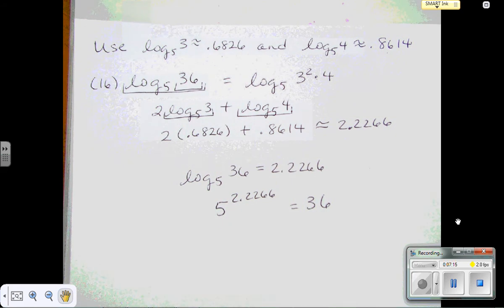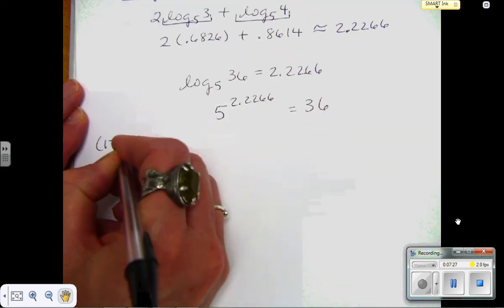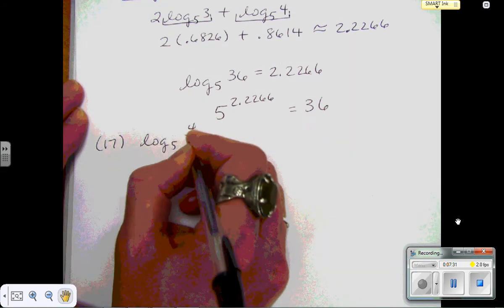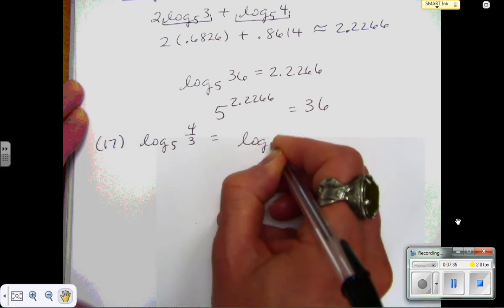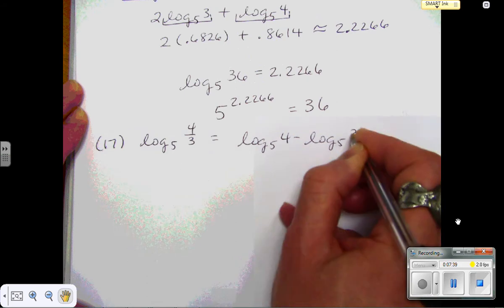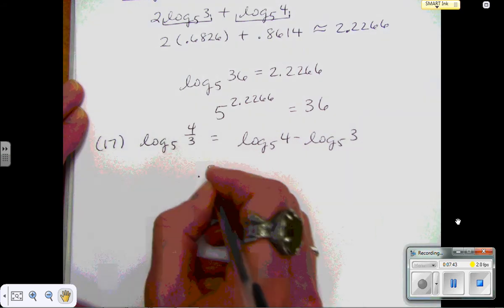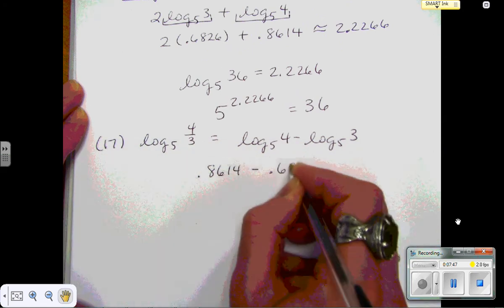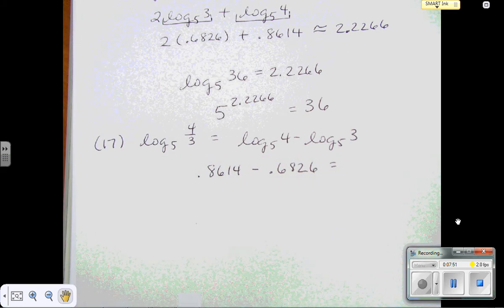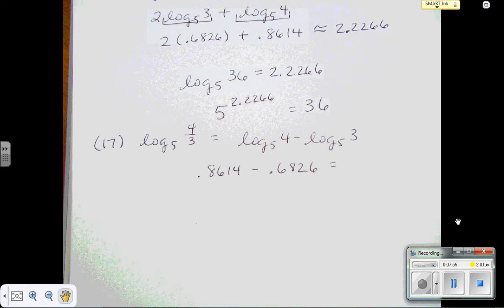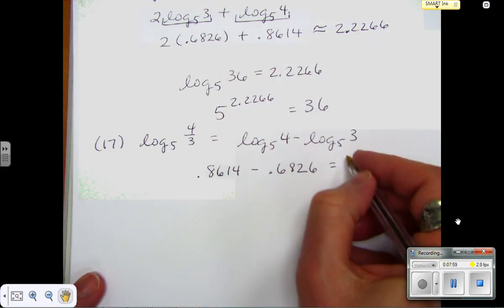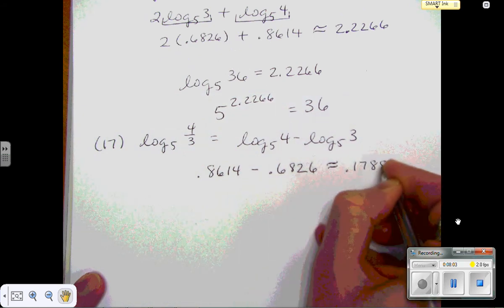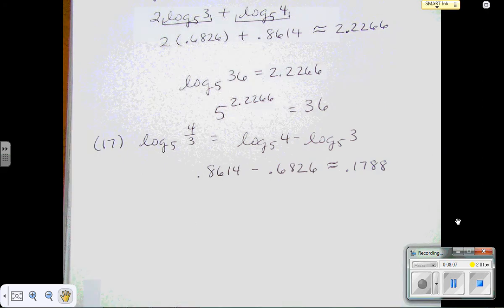Okay, so let's try another one. Why don't you guys do number 17 and I'll do it up here, okay? Okay, and I'm getting 0.1788. Any questions?